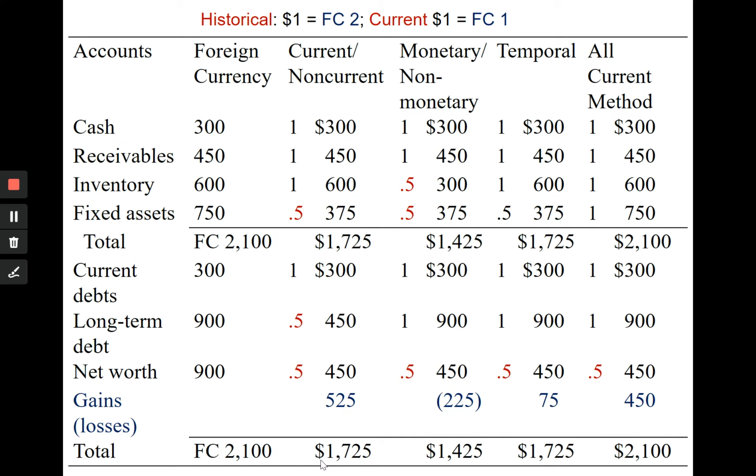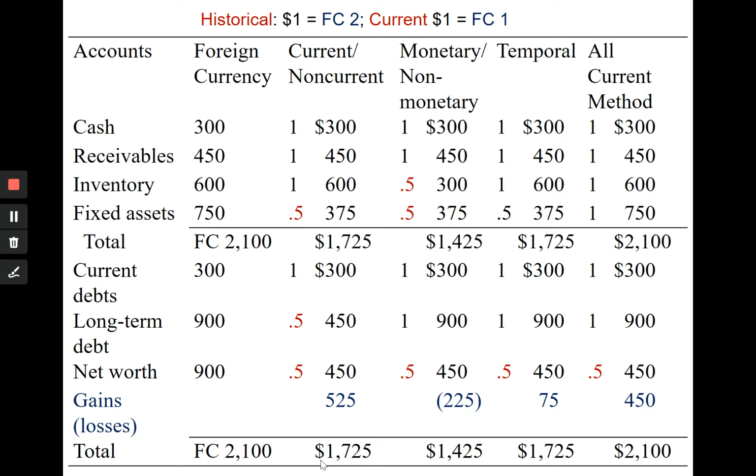They give us a balance sheet, and here the balance sheet is the first column. Again, it has accounts, and those accounts are cash, and the cash is given in foreign currency or functional currency units of 300. Accounts receivables or simply receivables of 450 units of foreign currency. Inventories of 600, fixed assets of 750. These numbers are added up and the asset side of the balance sheet totals to 2,100 functional currency.